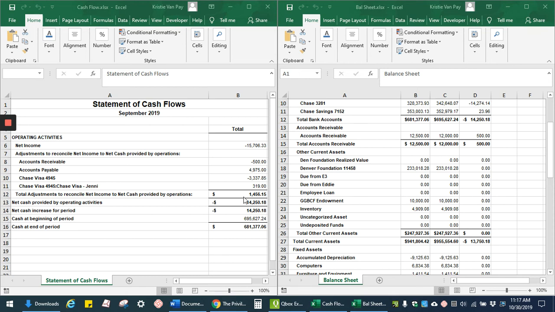Now, if you're needing to fill out any type of a grant application or any type of a report where they're asking you to give them the total cash provided by operating activities, or cash provided by financing activities, or cash provided by investing activities, you would need to actually use the statement of cash flows because the balance sheet doesn't actually break those out into those categories for you.